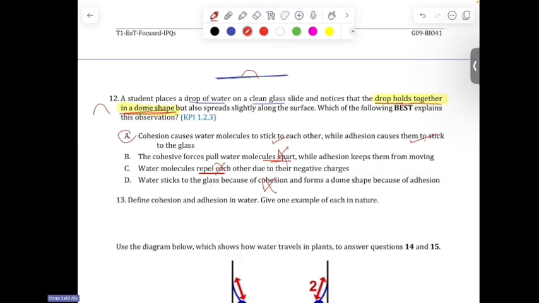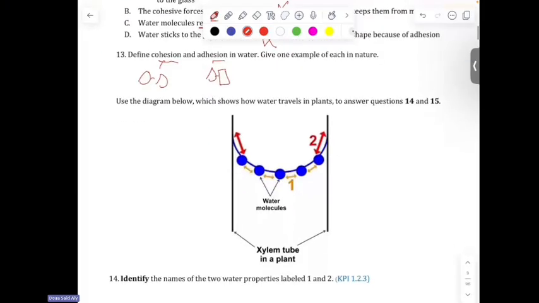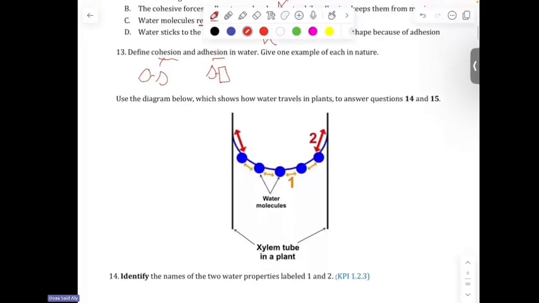Then number 13, you have to define cohesion and adhesion. Again, cohesion is an attraction force between the water molecules, while adhesion is an attraction force between the water molecules and another substance. Here, you should label the diagram.